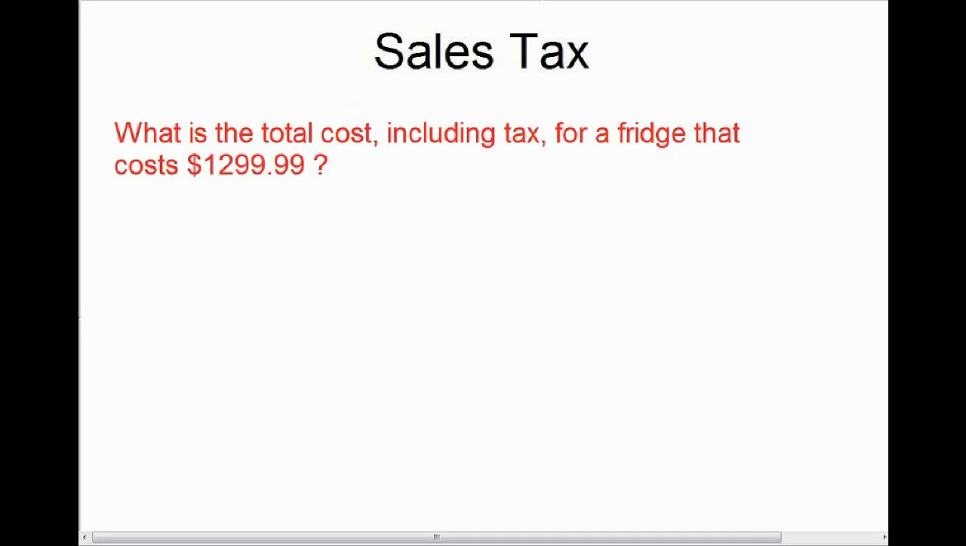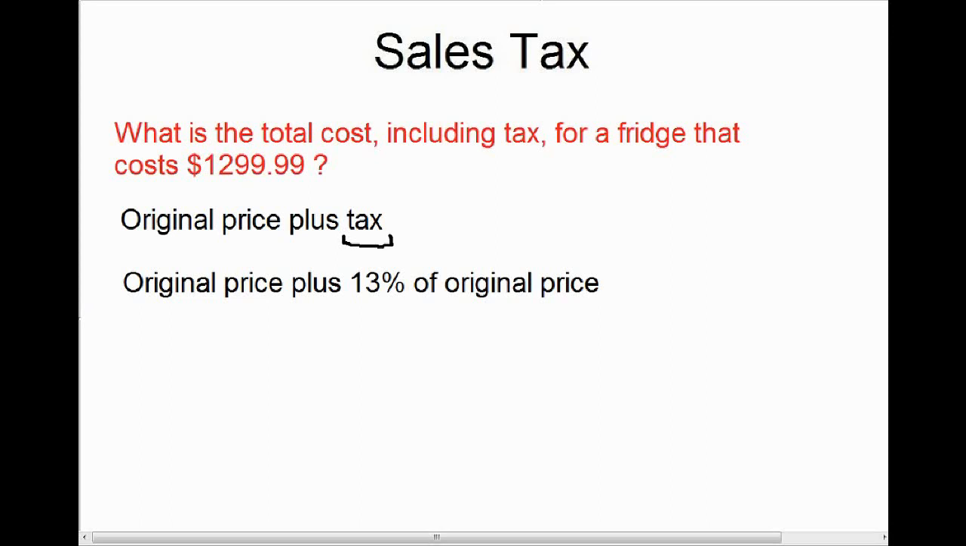Well, as we saw with the previous examples, to calculate total cost, we take the original price and we add the tax that's being put on top. And usually the way we calculate the tax is 13% of the original cost. So to calculate the total price, the total cost, we take the original price plus 13% of the original price.